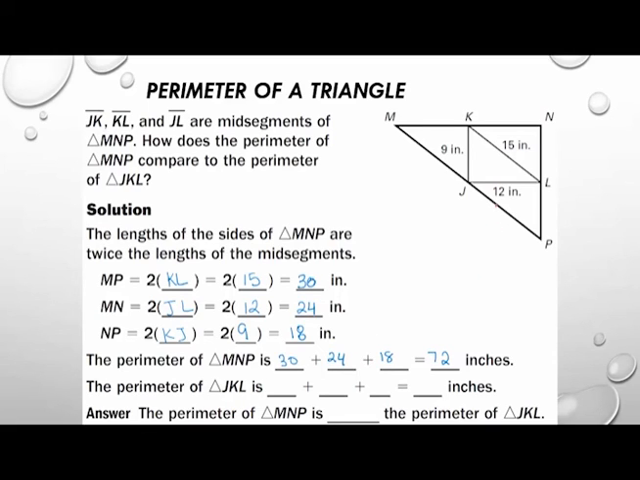We can also find the perimeter of the smaller triangle JKL, which is 15 plus 12 plus 9, which gives me 36. So I'm comparing MNP to JKL, and if I take 72 and divide it by 36, I end up with 2. So the perimeter of MNP is twice the perimeter of triangle JKL.